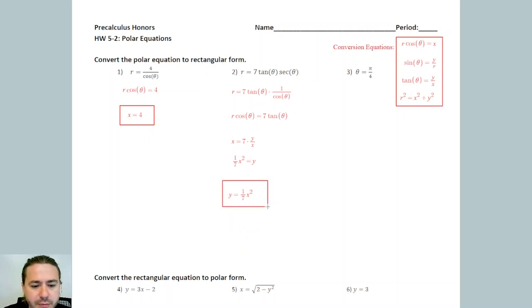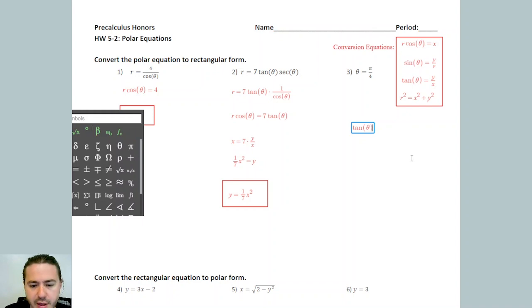So there's number 2. Number 3 is a little trickier. The trick here is we want to take the tangent of both sides. So we get tangent of theta, which is something that we can convert, and we get tangent of pi over 4, which is something that we can evaluate.